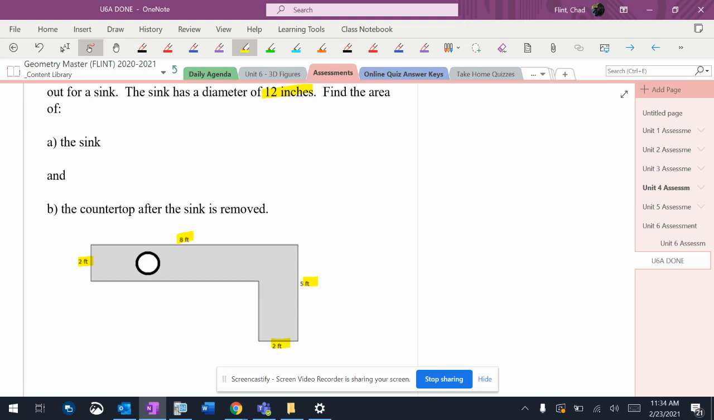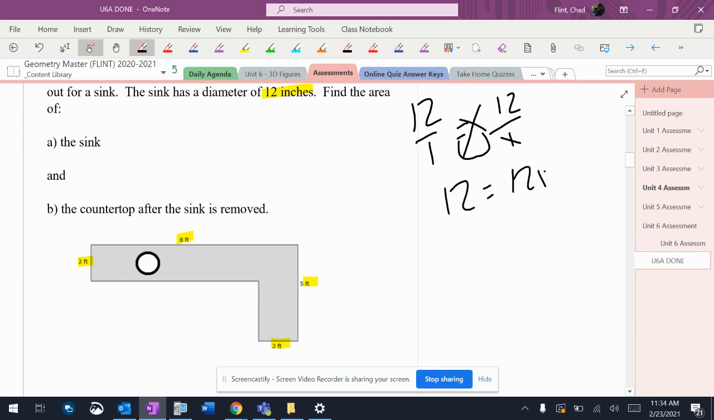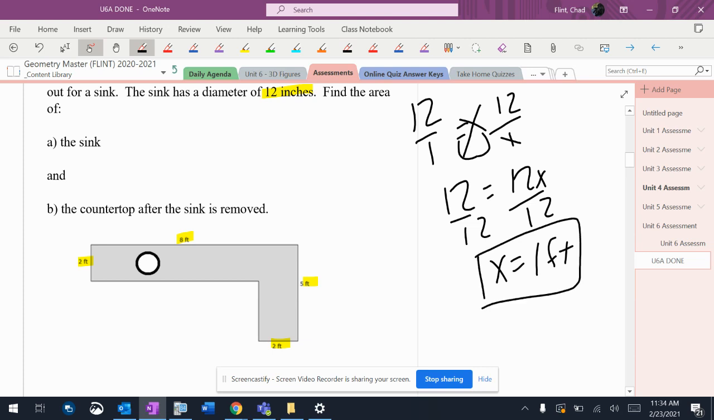There may even have been a note on your test, because I may have changed it after I realized that it should have said in feet. But I'm going to convert the 12 inches to feet. So 12 inches is 1 foot. I want to know how many feet 12 inches is. Well, it's obviously 1. So I get 12 equals 12x, divide by 12, divide by 12, x equals 1 foot. Now, did you need to do that? Probably not. So I'm going to cross this out, though, and write 1 foot for the sink.